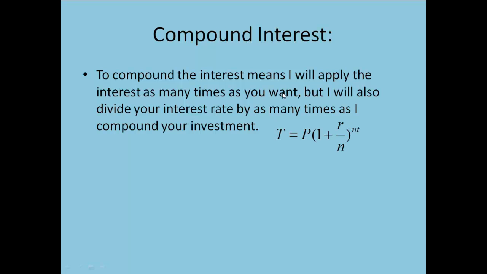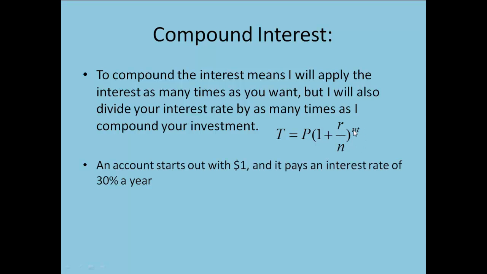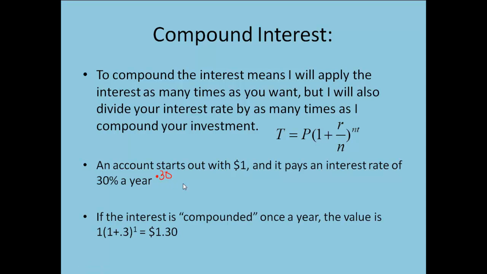So we've had the formula already where our total is equal to our principal amount times 1 plus r divided by n. Here's the part where you have to divide it by the number of times it was compounded, and that's raised to the nt. So let's say you have $1 and you get an interest rate of 30% a year. Remember, you have to use it in decimal form, so we would use 0.30. If your interest is compounded once a year, then you would have 1 times the quantity 1 plus 0.3, because 0.3 divided by 1 is 0.3, raised to the 1 times 1, which is just 1. So you'd end up with $1.30.